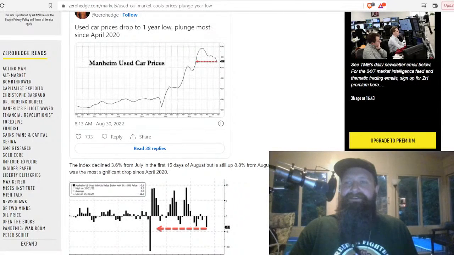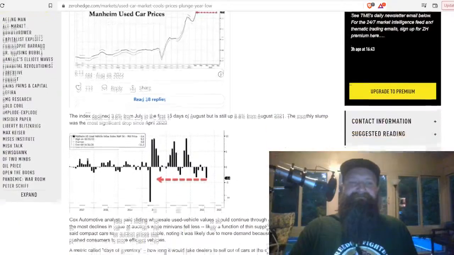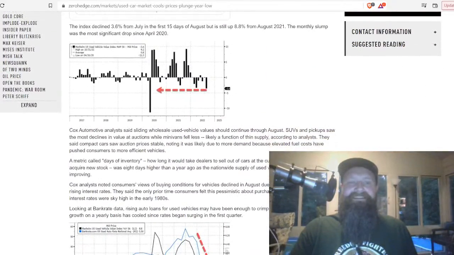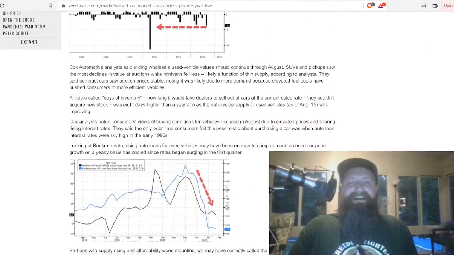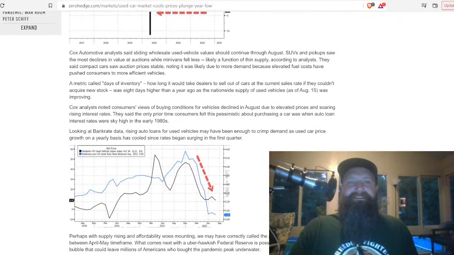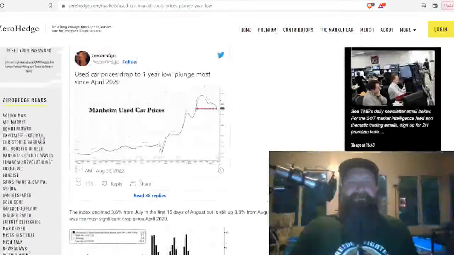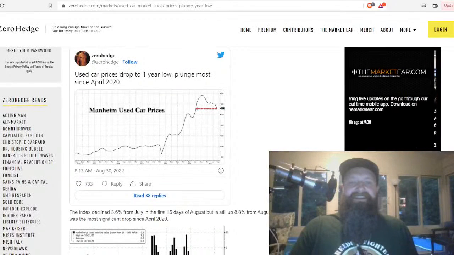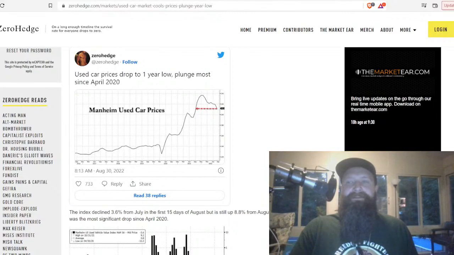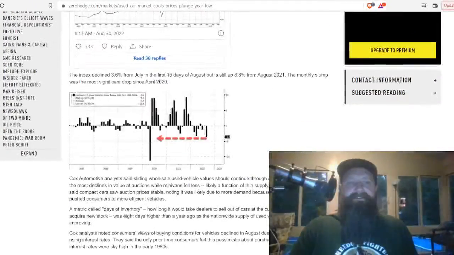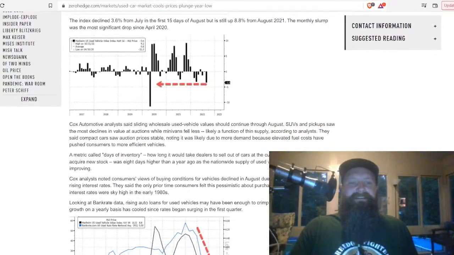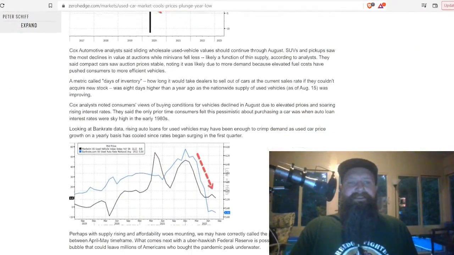I kind of wanted to check out this article here, talking about used cars dropping back down. Looks like they were pretty much on a roar from 2019 moving into 2020. The used car prices are going crazy, as far as this graph is showing.